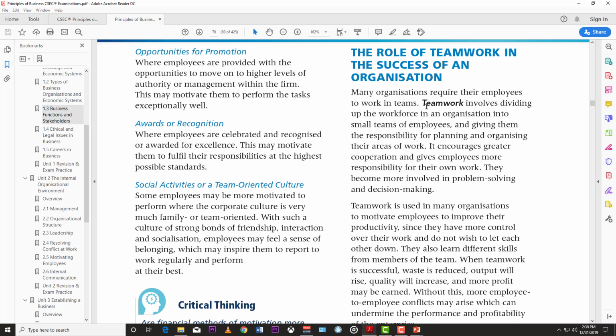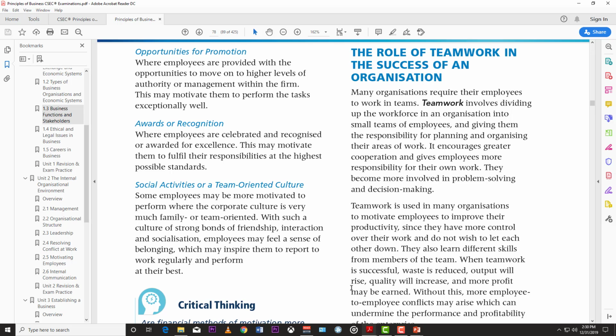Teamwork involves dividing up the workforce in an organization into small teams of employees and giving them the responsibility for planning and organizing their areas of work. So that's basically the definition of teamwork. Two or more persons working together to achieve a set goal, a set mission, a like mission or a like goal.